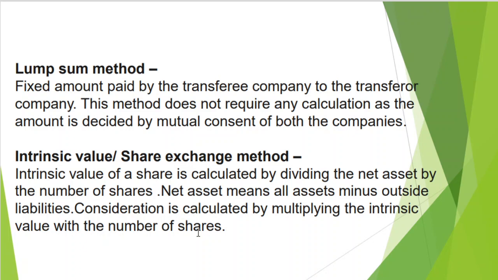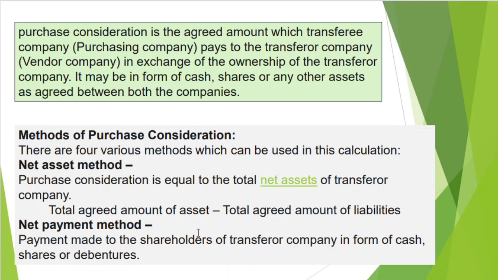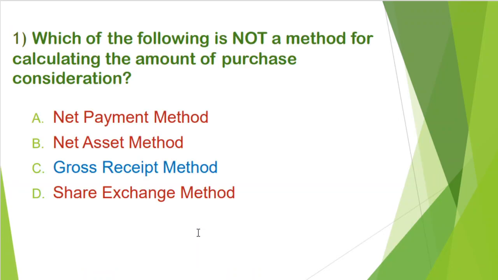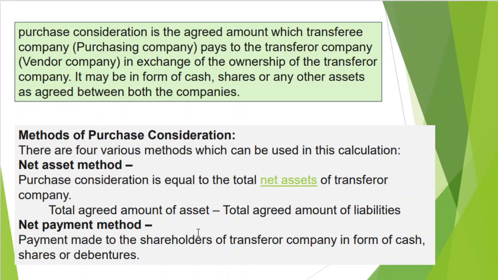So these are the four methods under which purchase consideration is calculated, so the method which is not the method of calculating the amount of purchase consideration is gross receipt method. The actual methods are net payment, net asset, lump sum method, and share exchange or intrinsic value method. Okay, let's move to the other question.